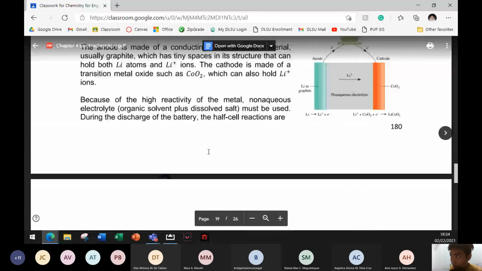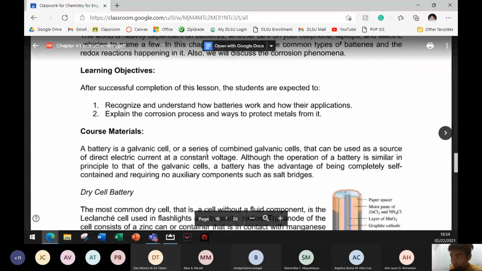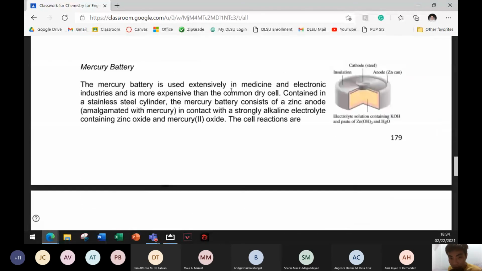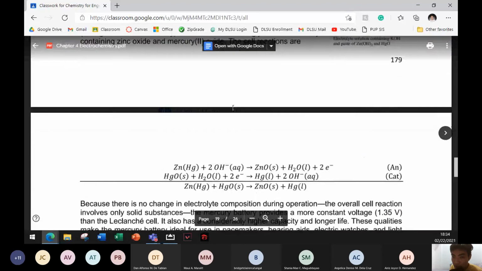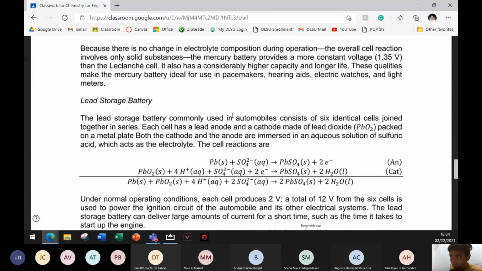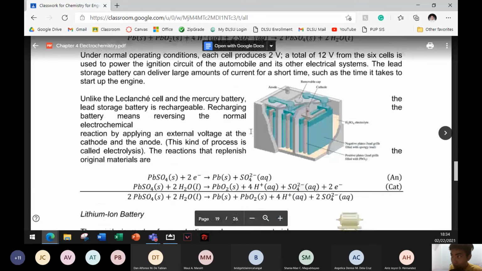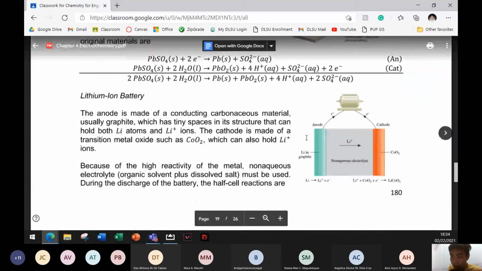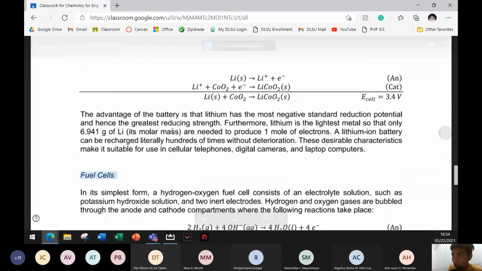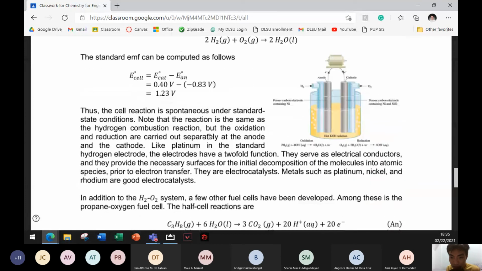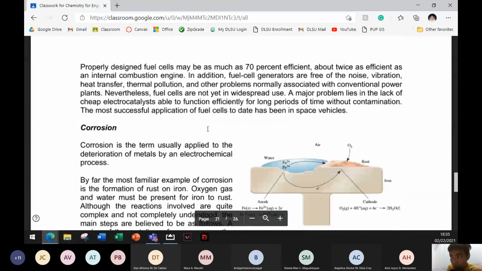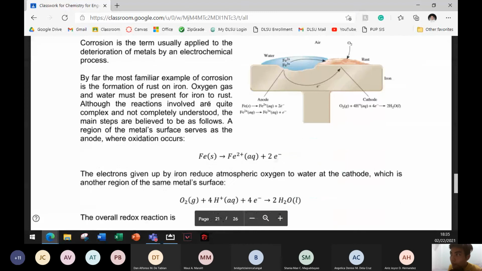So there are four general types of battery. We have the dry cell battery, the mercury cell battery or the mercury battery, button cell battery tawag doon. Lead storage battery, ito yung nasa sasakyan. Lithium ion battery, ito yung nasa cellphone. And fuel cell, ito yung ginagamit sa mga spacecraft. No? Okay, so they can get water.